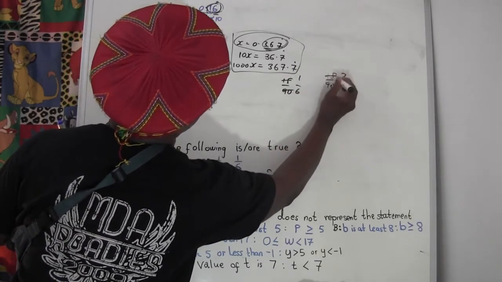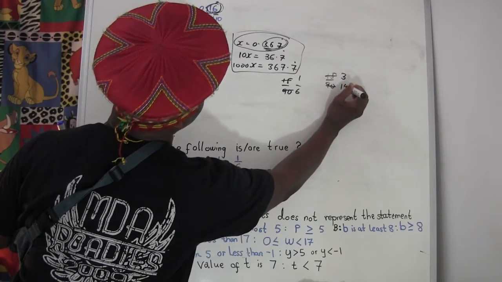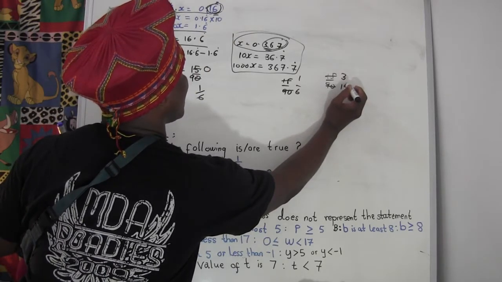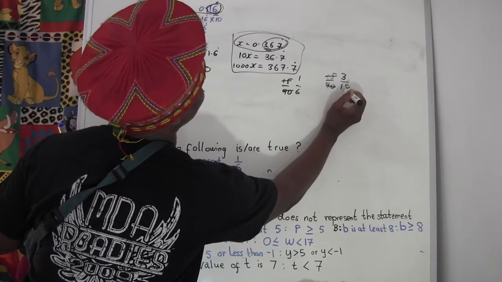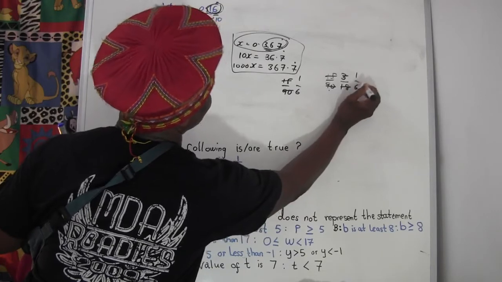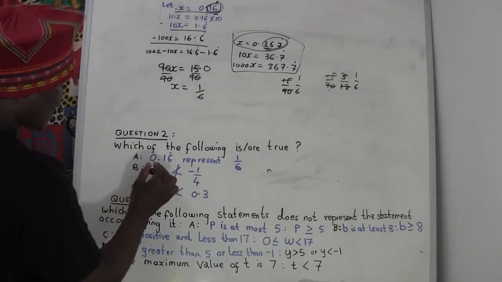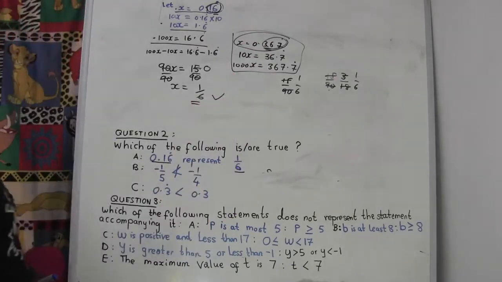Divide by 5, you get 3 over 18, because there are 3 fives in 15 and 18 fives in 90. Then divide by 3: 3 goes into 3 once, and how many 3s in 18? 6. So it is 1 over 6. Oh, it's true. So 0.16 repeating represents 1 over 6, and it is true.